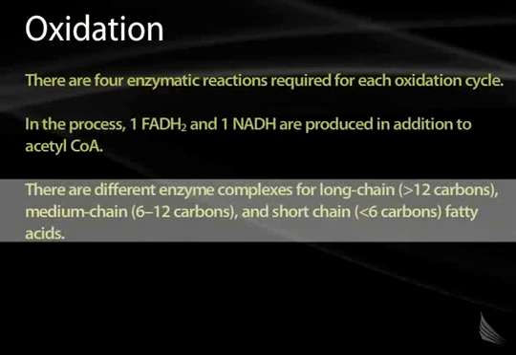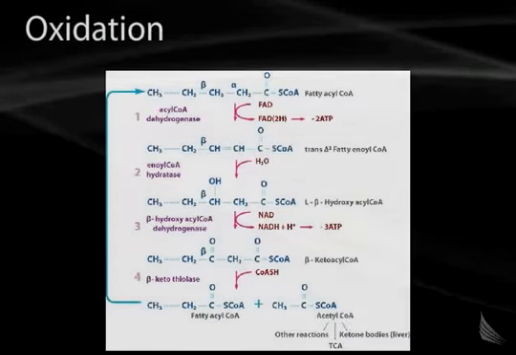Now, the complexes responsible for these 4 enzymatic reactions are different depending on the size of the fatty acid that's being oxidized. For long-chain fatty acids greater than 12 carbons, there's a long-chain complex. For medium-chain fatty acids from 6 to 12 carbons, there's a medium-chain complex. And for short chains, there's a short-chain complex for fatty acids less than 6 carbons long. Now, here's the process. You start with a long-chain fatty acid, and this is progressively oxidized until now you have 2 carbonyl groups. Then the bond between these is broken, producing a molecule of acetyl-CoA and a fatty acyl-CoA that is 2 carbons shorter than it was before.